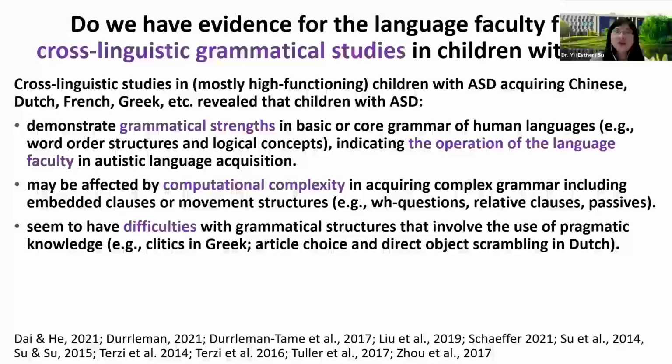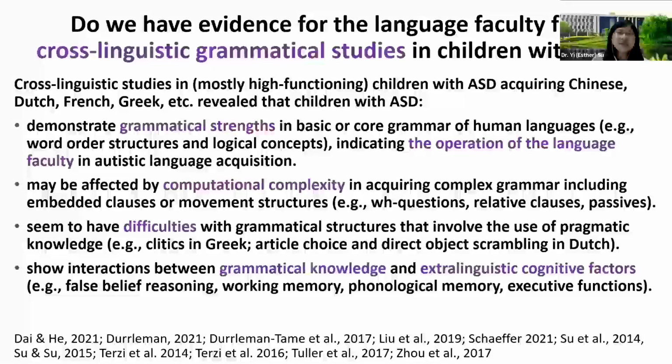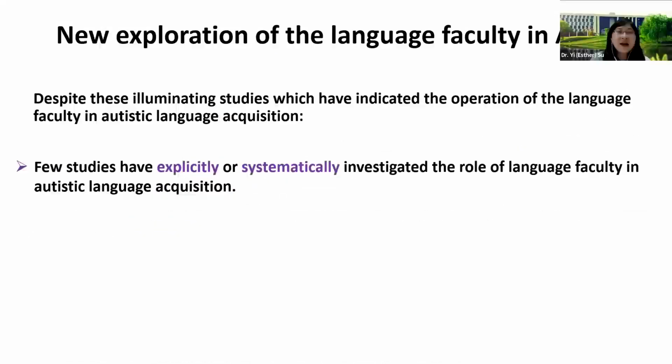And also they seem to have difficulties with grammatical structures that involve the use of pragmatic knowledge. And also some studies have shown the interactions between grammatical knowledge and extra-linguistic cognitive factors like false belief reasoning, working memory, phonological memory, executive functions, etc.